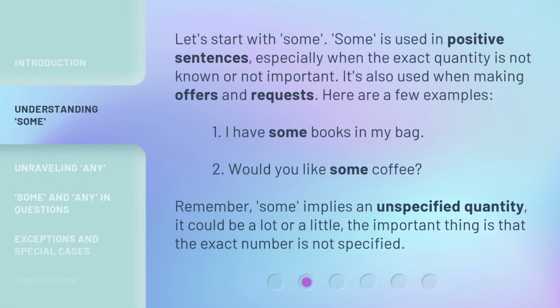Let's start with some. Some is used in positive sentences, especially when the exact quantity is not known or not important. It's also used when making offers and requests. Here are a few examples. 1. I have some books in my bag. 2. Would you like some coffee?